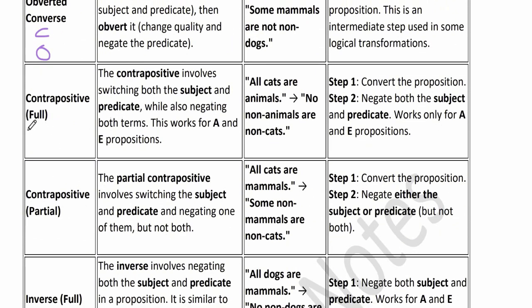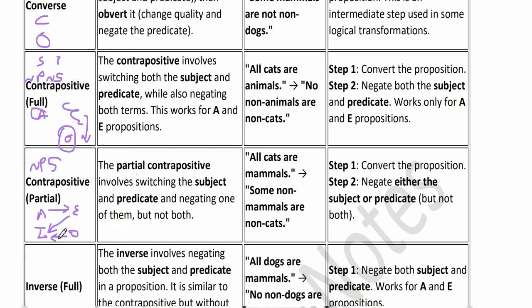Then contrapositive. Contrapositive, we have the diagram. Contrapositive, full and partial. We'll look at full first. Full, A remains A, O remains O, E goes to O. And SP, subject predicate, becomes predicate subject with complement of both for full contrapositive. And for partial, A goes to E, E goes to I, and O goes to I. And subject predicate interchanged for contrapositive, with predicate becoming complement and subject remaining as it is.